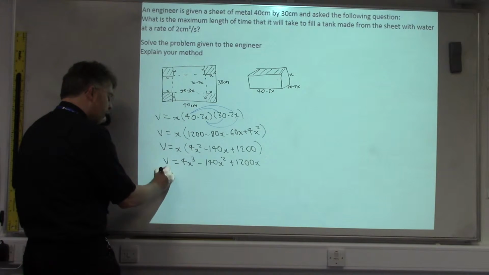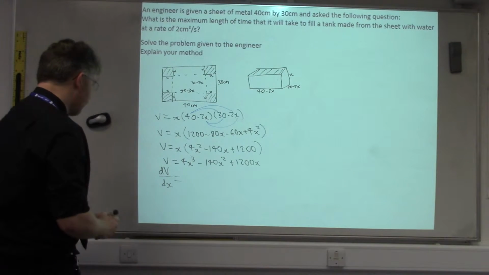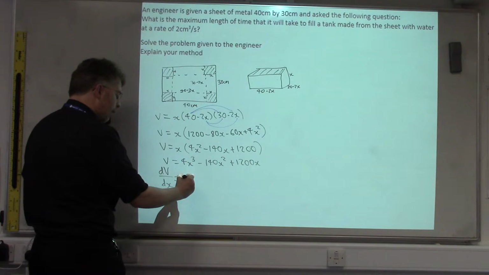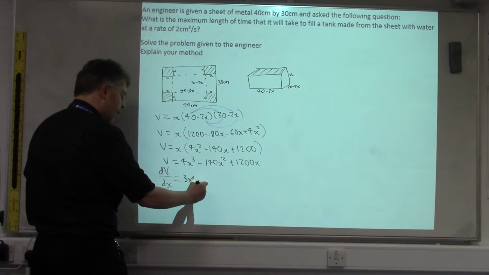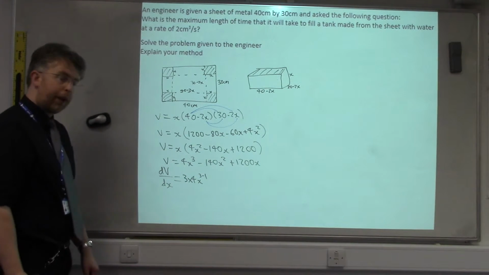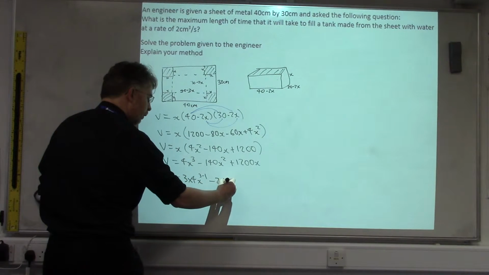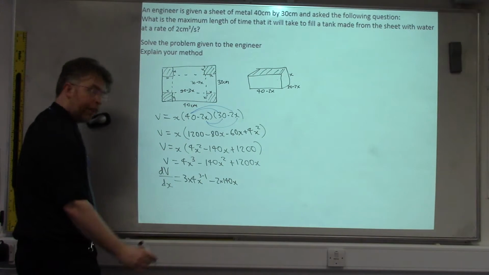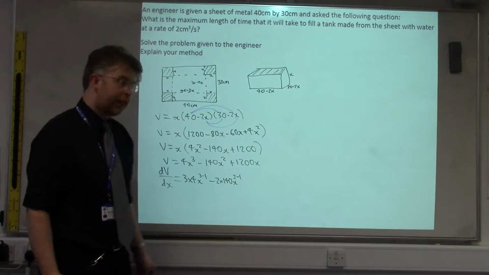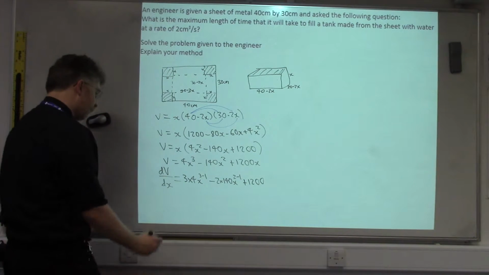We then need to differentiate. So to differentiate, dV by dx. Now the process of differentiating a polynomial, we times by the power, so it's 3 times 4. We take 1 off the power, 3 take away 1. Next term we times by the power, 2 times 140. Take 1 off the power, 2 take away 1. And any number times x term differentiates to just the number, so 1,200.